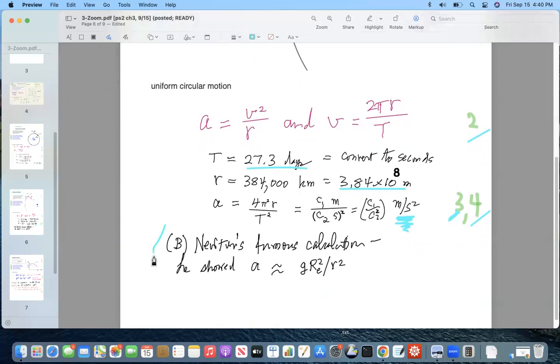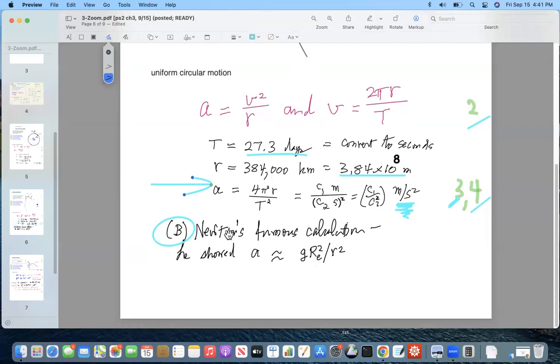All right, now here's where Newton's famous calculation comes in. Newton showed that this acceleration, which he could calculate from 27.3 days and 384,000 kilometers, is the same as the acceleration due to gravity on the Earth times the ratio of distances to the center of the Earth, showing that the acceleration due to gravity, or really it's the force of gravity, is proportional to 1 over the distance squared.